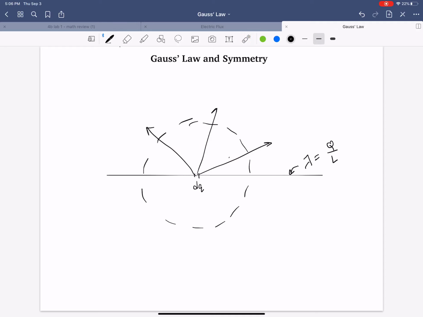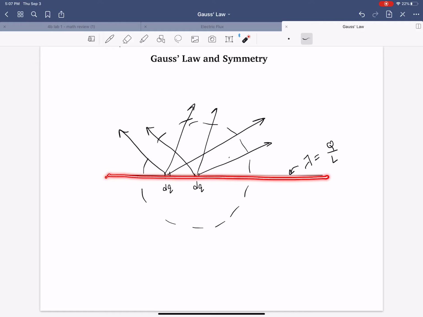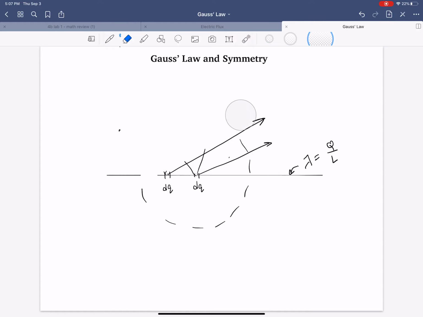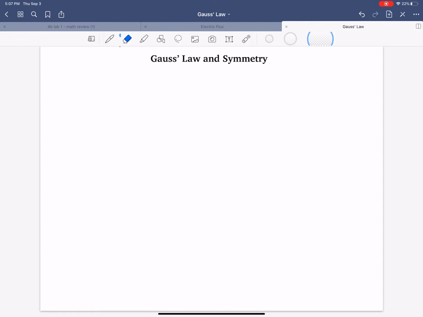But we have other dqs, say, over here, that are doing the same thing, right? And that's creating an electric field that way, and that way. And now, this distance is not the same as this distance, and is not the same as this distance. It's only equal for one dq, but that's not the object we have. We want to find the electric field created by this entire rod. So a sphere is not a good choice for a line of charge. We need another Gaussian surface.